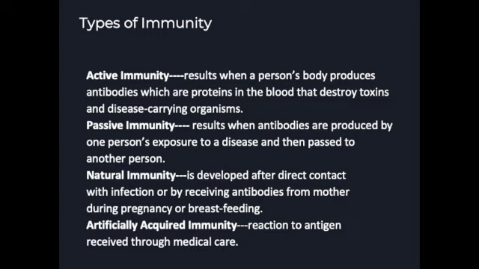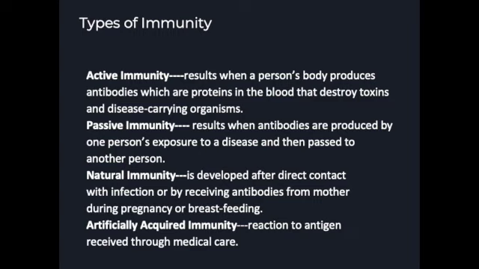Active immunity results when a body produces antibodies, which are proteins in the blood that destroy toxins and disease-carrying organisms. Active immunity occurs through direct exposure to an illness or through vaccination, and takes several days or even weeks to become effective. Once developed, however, active immunity lasts several years or an entire life.